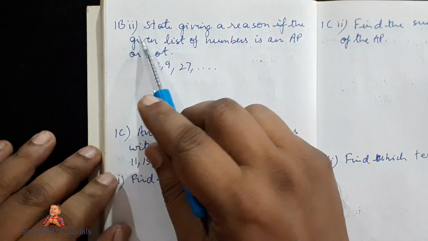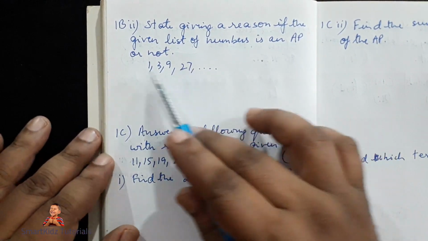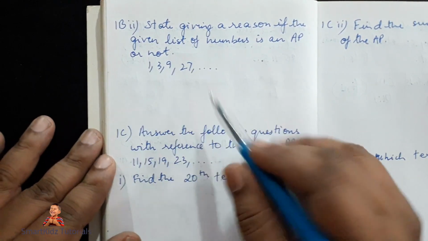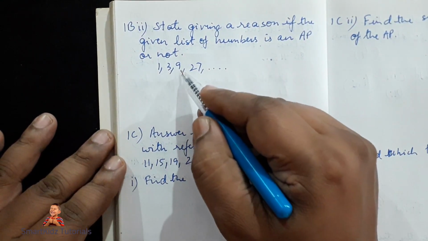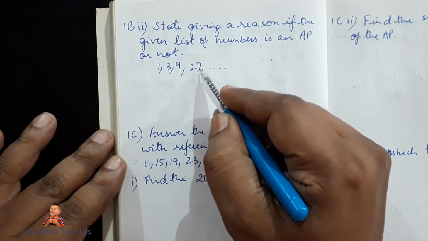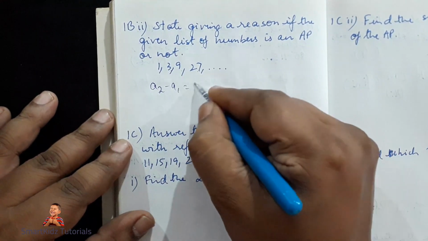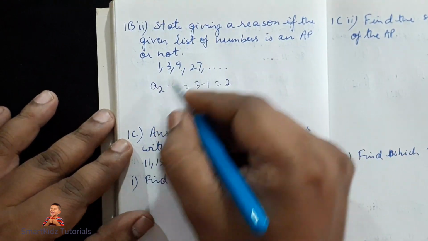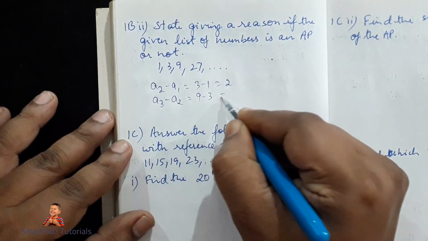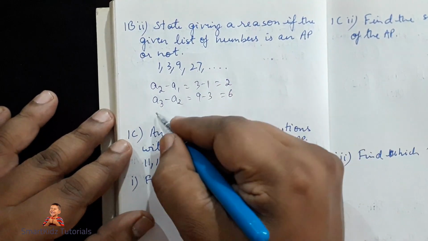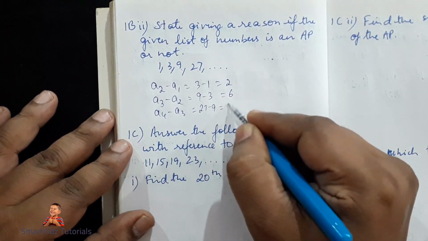Next question, 1B2. State giving a reason if the given list of numbers is an arithmetic progression or not. 1, 3, 9, 27. So I'll take 1 as A1, 3 as A2, 9 as A3 and 27 as A4. So A2 minus A1 would be 3 minus 1, which gives us 2. Then A3 minus A2 will give us 9 minus 3 equal to 6, and A4 minus A3 will give us 27 minus 9, which will come to 18.